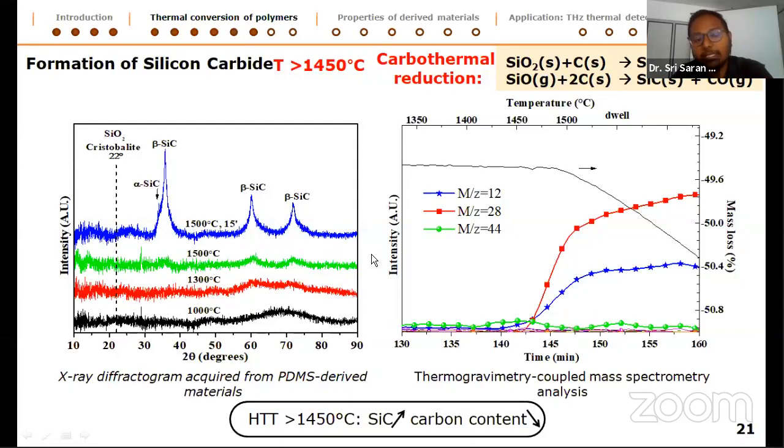But what happens when we heat at very high temperature, like 1450 degrees Celsius? As you can notice, there is a formation of SiC through carbothermal reduction. This is also a well-known reaction between silica and carbon that forms SiO, and this is a gas, and CO gas. So we followed it in mass spectroscopy, and we found this. So if you heat at very high temperatures and leave it for a long time, then we reduce the carbon content and we increase the silicon carbide content. And we have to know which phase is more important for the terahertz absorption.